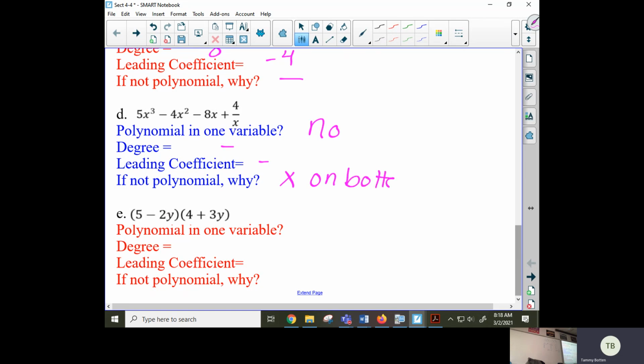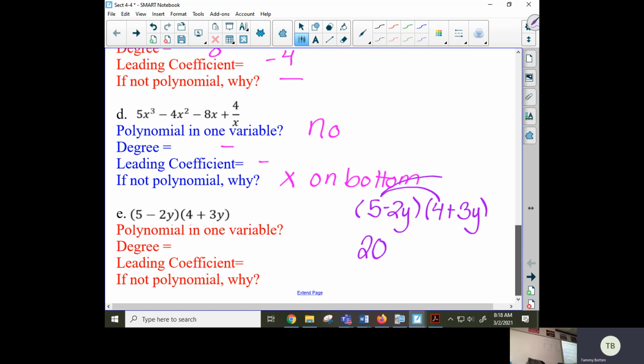Okay. Now this next one you can't really tell the way it is. So what we're going to have to do there is use FOIL. So we're going to take 5 minus 2y times 4 plus 3y and do FOIL. So we go first terms, 5 times 4 is 20. O in FOIL is outside. 5 times 3y is plus 15y.